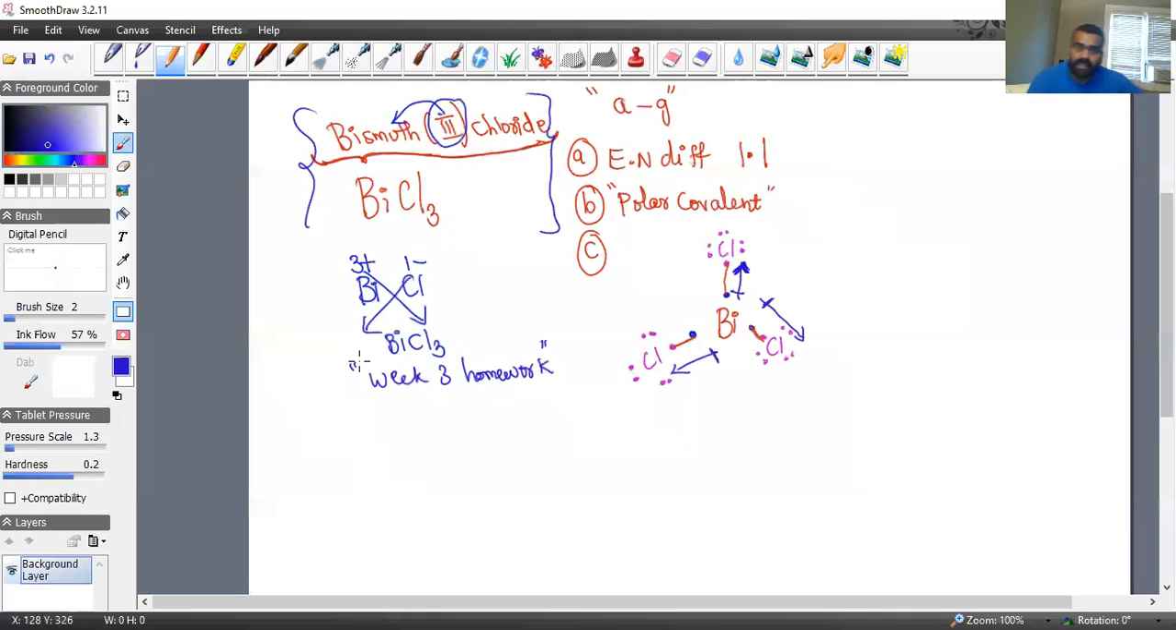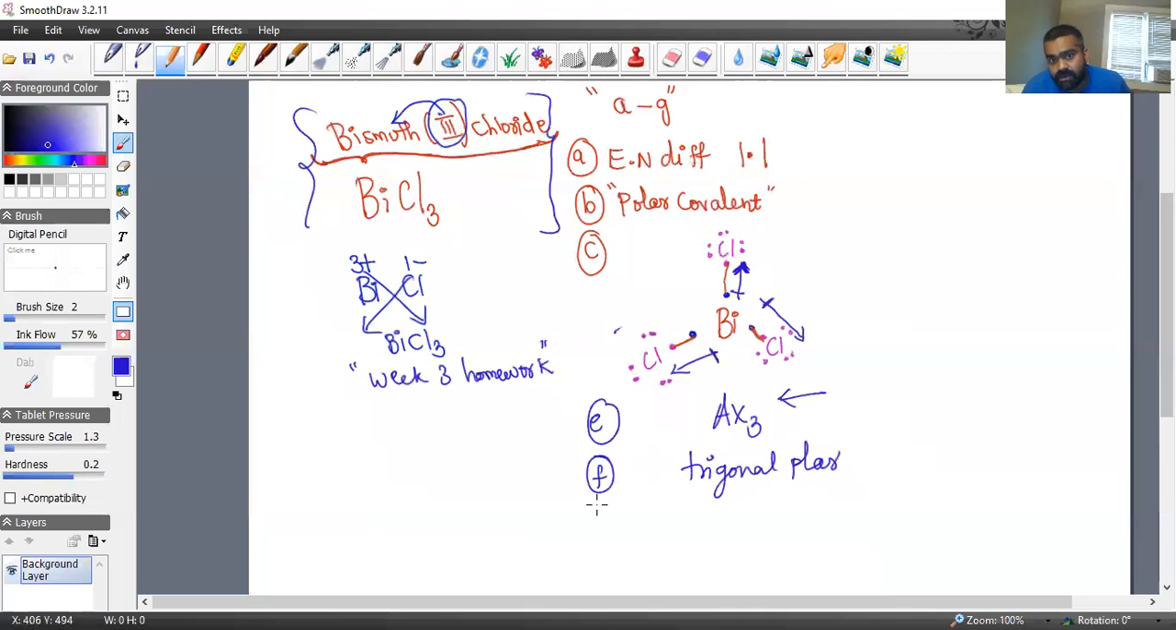All right, with that said, let's finish this one. So D, we just did that. E, what's the decrypted code? It'll be AX3, right? Now here's the moment of truth: AX3 electron geometry would be, I think, trigonal planar, right?